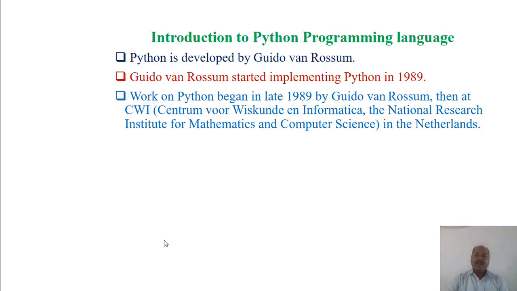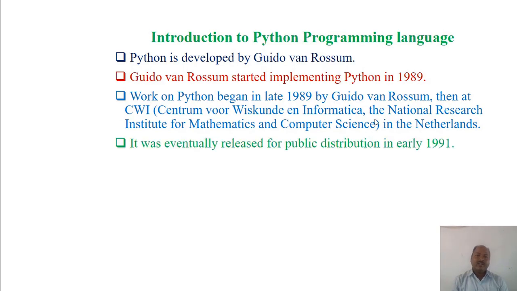Work on Python began in late 1989 by Guido van Rossum, then at CWI, Centrum Wiskunde & Informatica. This is the National Research Institute for Mathematics and Computer Science in the Netherlands. So within that research center, Python began development in late 1989 under the team leader Guido van Rossum. It was eventually released for public distribution in early 1991.